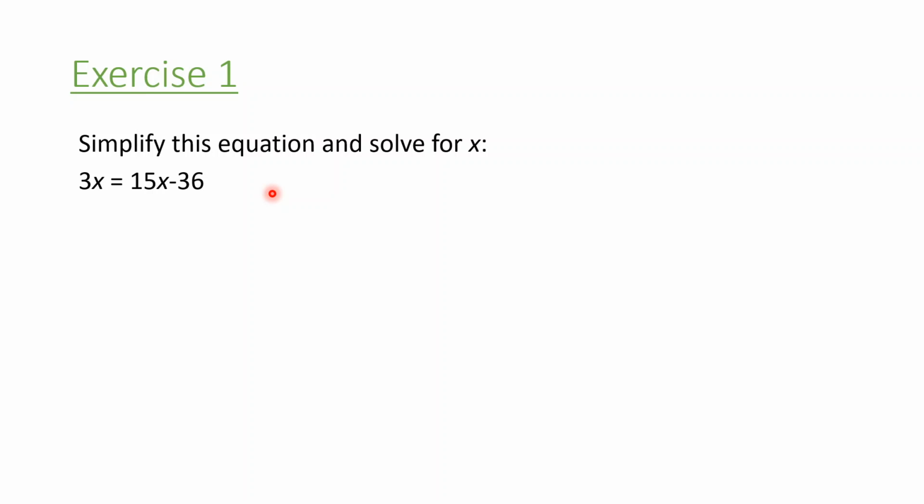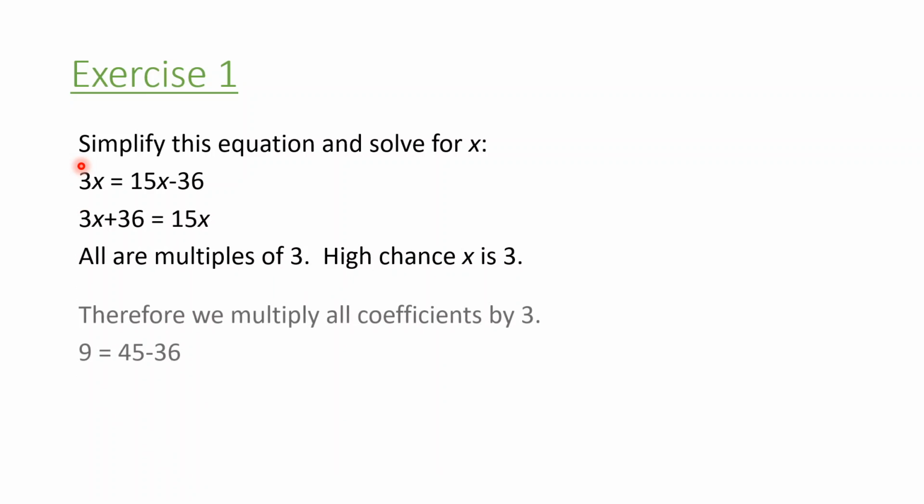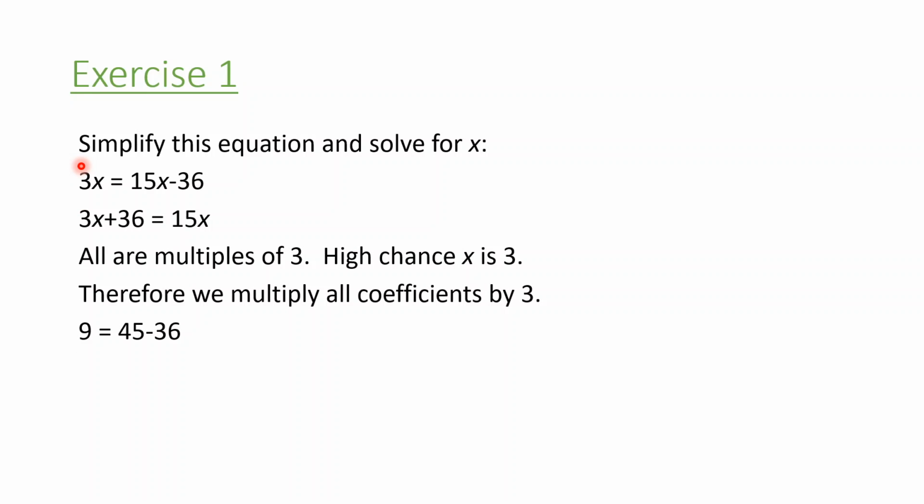This doesn't always work. However, if we multiply 3 by 3 and 15 by 3, we get 9 is equal to 45 take away 36, which is correct, obviously. Therefore, x could be 3. Well, x is 3. And the simplified statement is 9 equals 45 take away 36. Another way would be 1x is equal to 15x take away 12. But yeah, the way I would do it is I would put it like this.